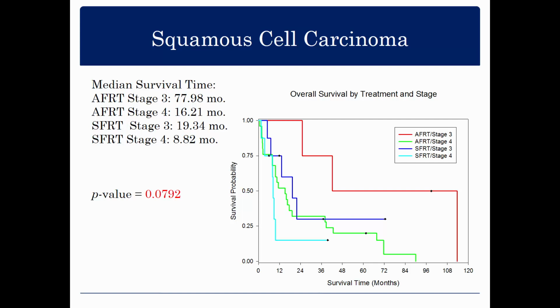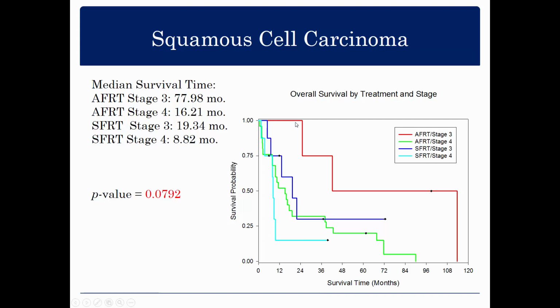So now we've got 4 functions as opposed to 2. The accelerated group, stage 3 and 4, is represented by the red and the green. The standard therapy is represented by the dark blue and the light blue. Notice that those 3 groups, which is basically all patients who receive standard therapy, and those who received accelerated therapy but were stage 4, all have very similar survival patterns. In other words, they're dying early, and the risk is very high early on. It's the worst in the standard therapy for stage 4 disease.